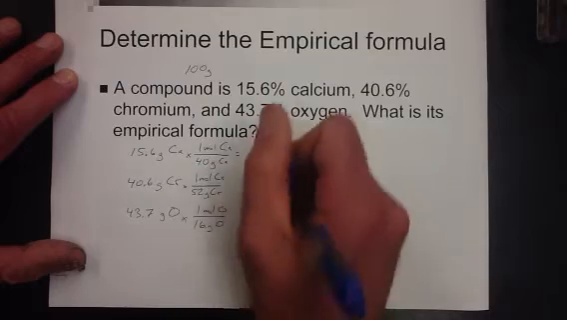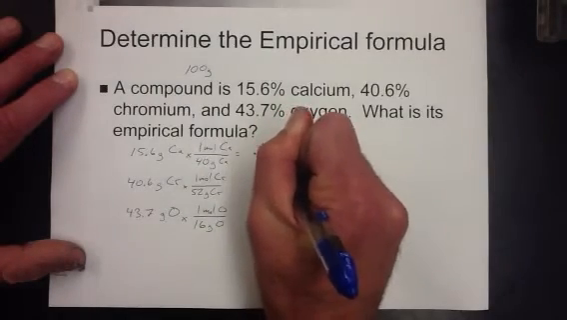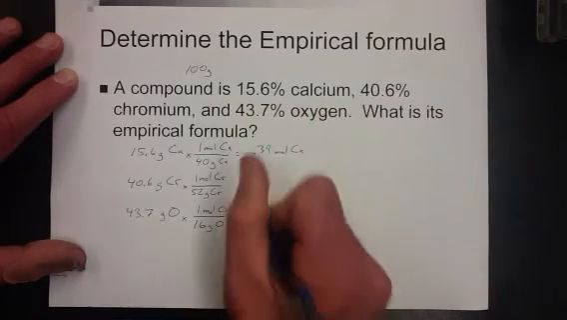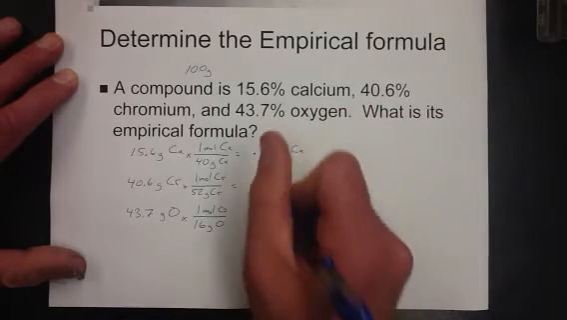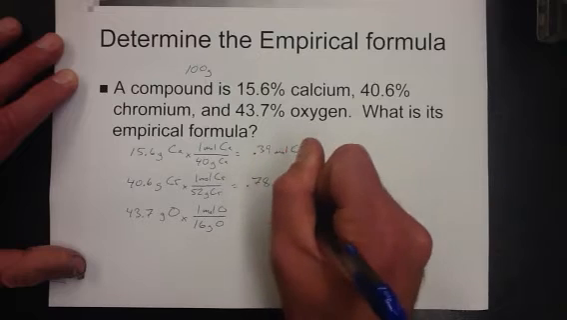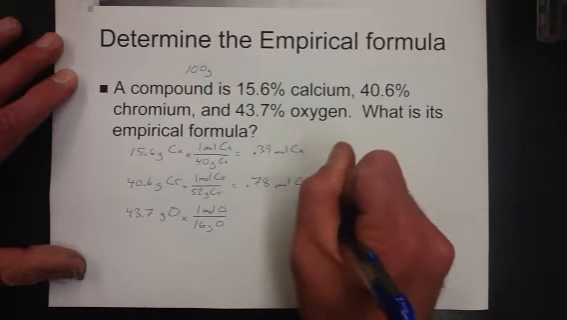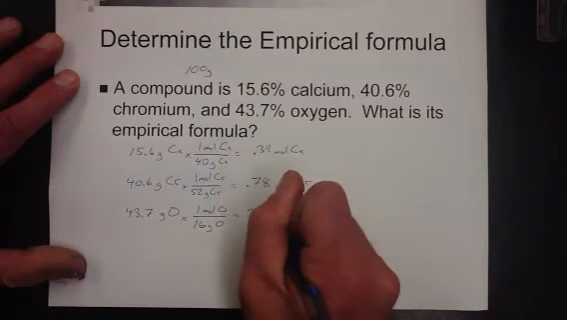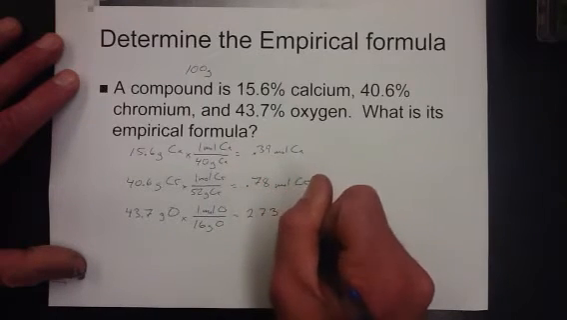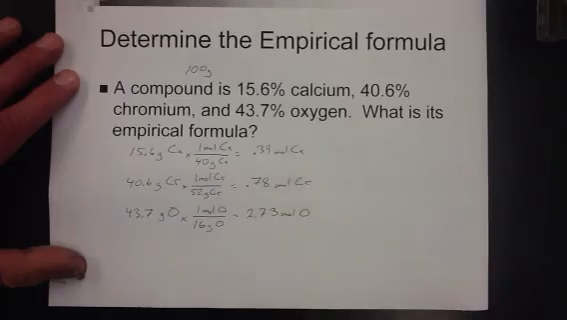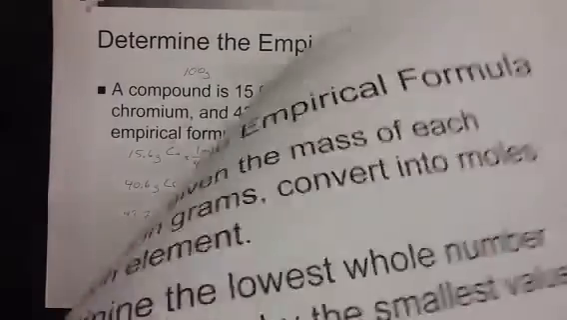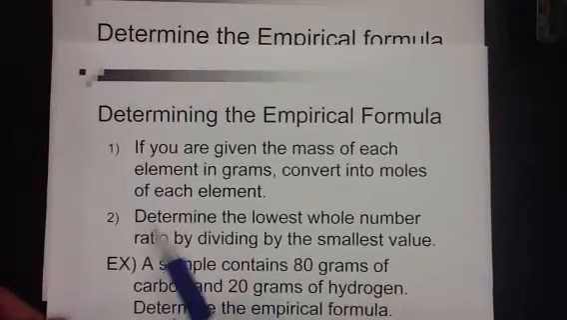So for the calcium, you get 0.39 moles of calcium. For the chromium, we got 0.78 moles of chromium. And then for the oxygen, you got 2.73 moles of oxygen. So we converted everything from grams to moles. That was our first step when we looked at the general steps.